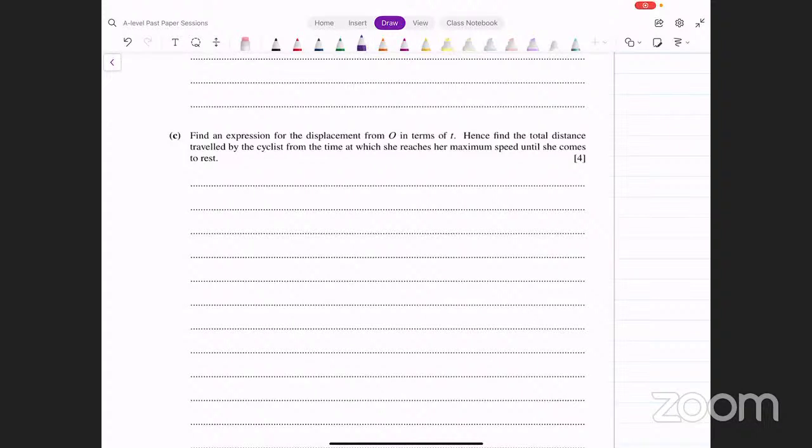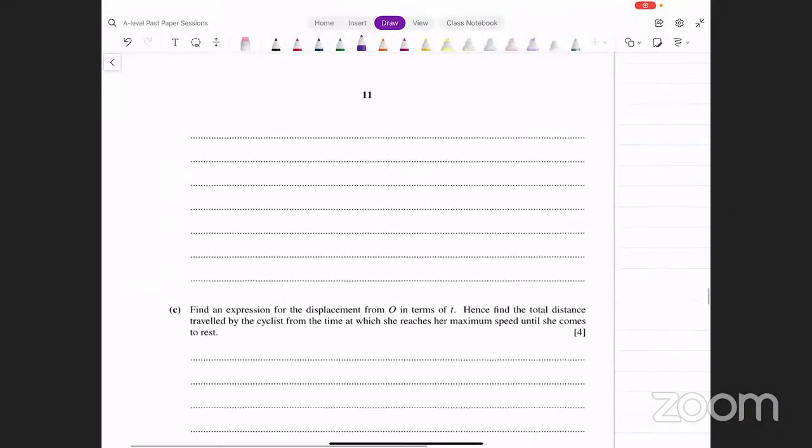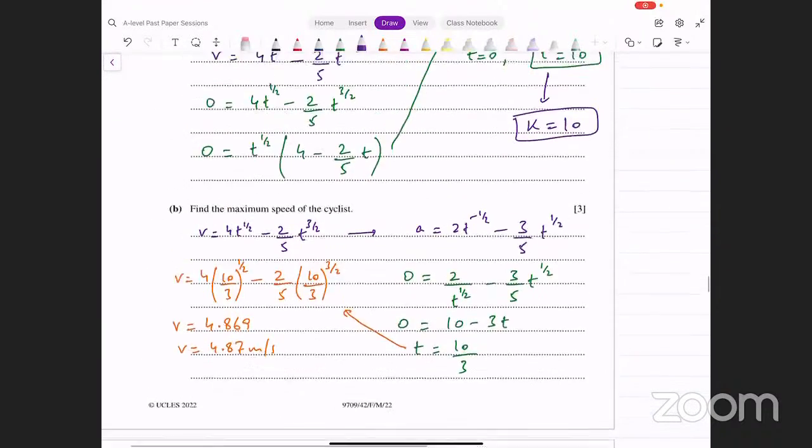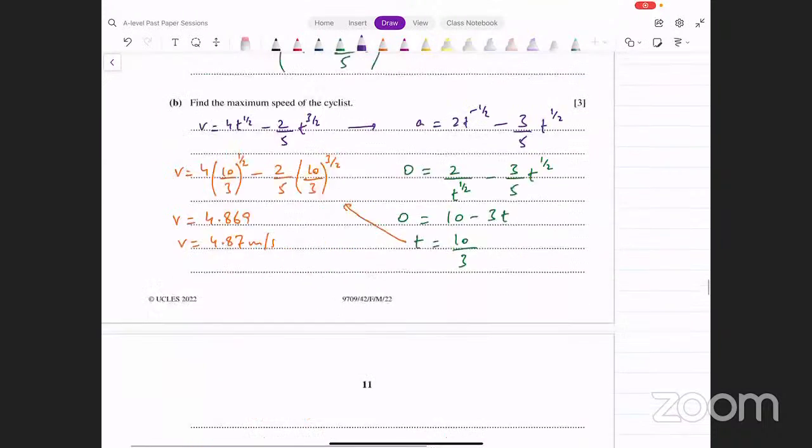आपको फौरन मिल जाता है. Find an expression for the displacement from O in terms of t. अच्छा, डिस्प्लेसमेंट फाइंड करनी है. ठीक है, डिस्प्लेसमेंट फंक्शन कैसे आएगा? आपके पास वेलोसिटी फंक्शन है. वेलोसिटी कहाँ की? ऊपर थी.